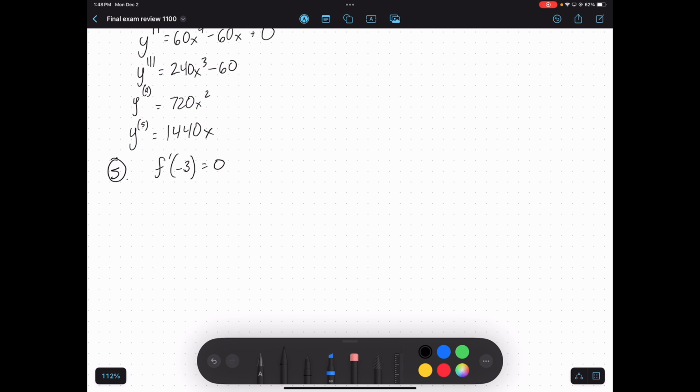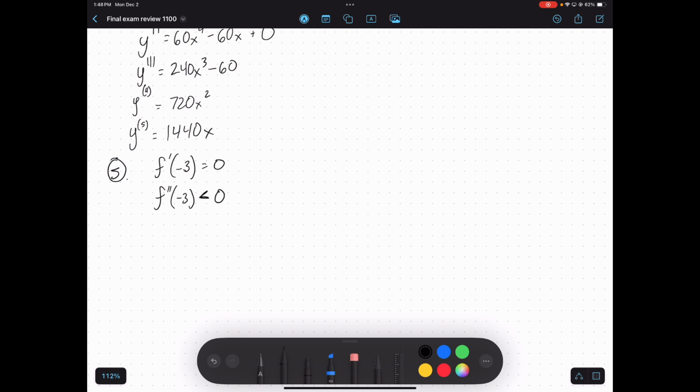Yeah, the graph flattens out at -3, right? Because the derivative is 0. The graph flattens out at -3, meaning -3 is a critical point. Okay? Well, it also tells me that f double prime at -3 is less than 0.